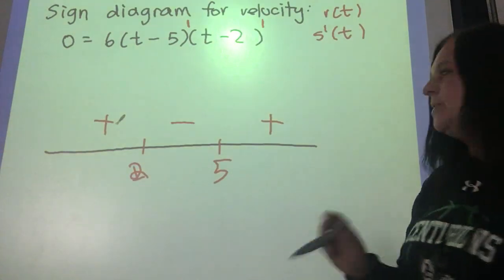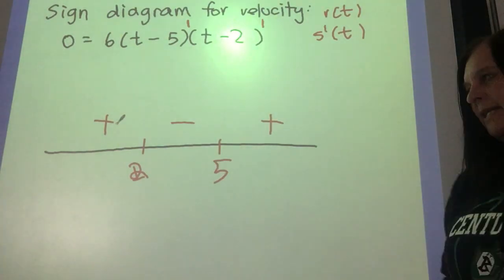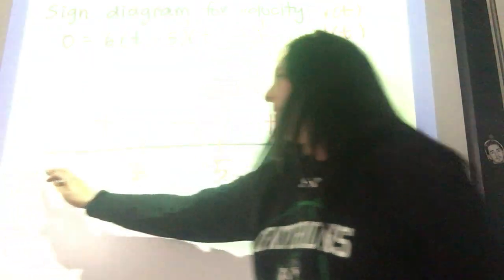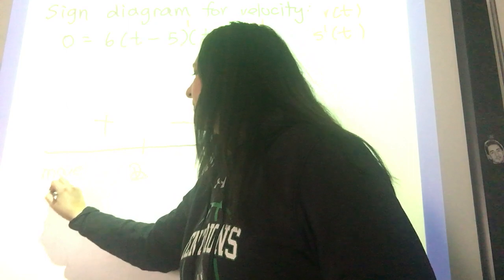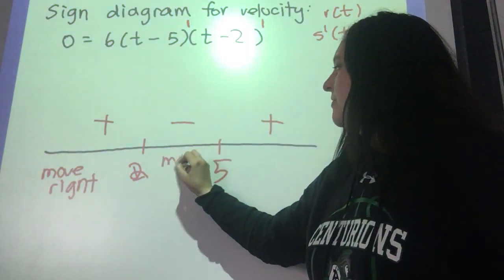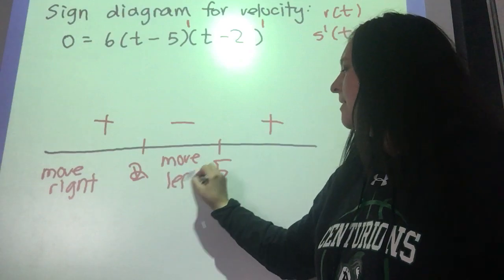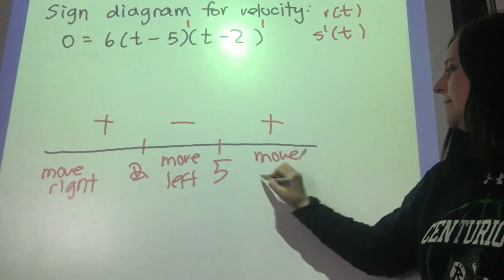Hopefully it's coming back to you. We did spend some time in grade 11 pre-cal learning this. So what does that mean? From time minus infinity to 2, the particle will be moving right. When time is between 2 and 5, the particle is going to be moving left. And from 5 on, the particle is going to be moving right.